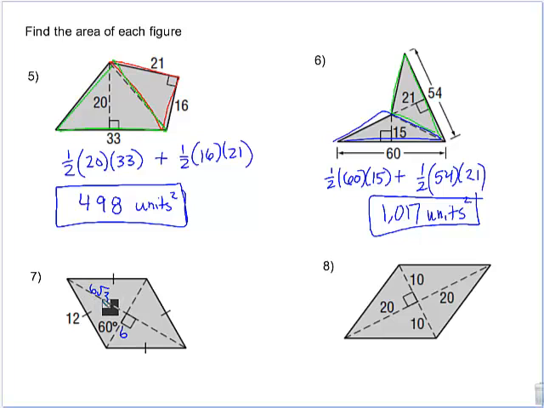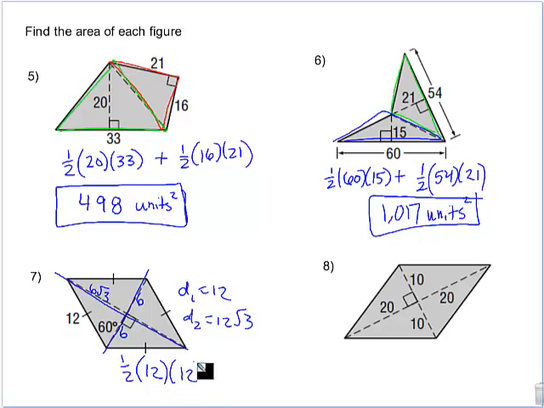Okay, so now we need the length of the two diagonals. So what would the length of the diagonal with the 6 on it be? Yep, because the other one would be 6, so D1 would be 12 here. What would be the length of our second diagonal? 12 square root of 3. So once we have the length of the two diagonals, we can use the formula 1/2 D1 times D2. So 12 times 12 square root of 3. You'll definitely have to use your calculator for that.